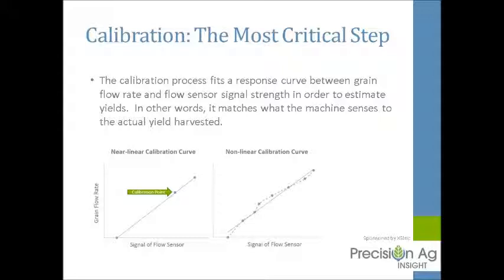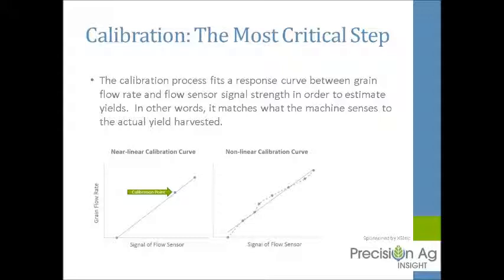An example of this would be like a John Deere GreenStar yield monitor, where they say that only 1 calibration point is needed, because it's assumed that flow rate and sensor signal are near linear. For a nonlinear calibration curve, obviously more loads are needed. Most of the time it's recommended around 6 to 7 actual calibration loads.